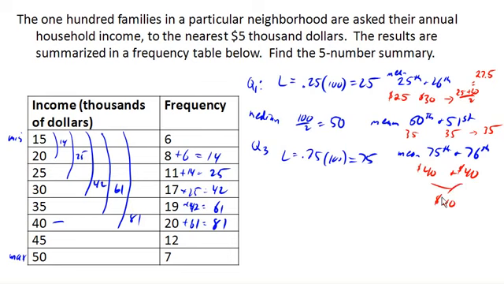So let's go ahead and write our 5-number summary now. Our minimum is 15,000. Our quartile 1 value was 27.5 thousand. Our median was 35,000. Quartile 3 was 40,000, and our maximum was 50,000. And so there is the 5-number summary for this income data.